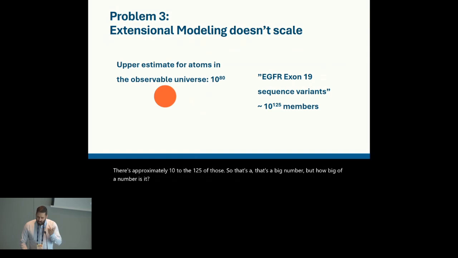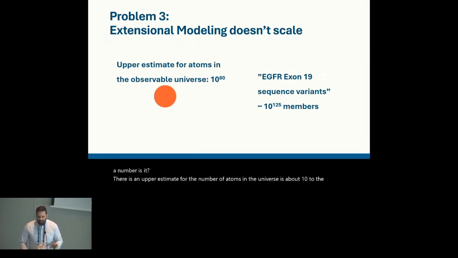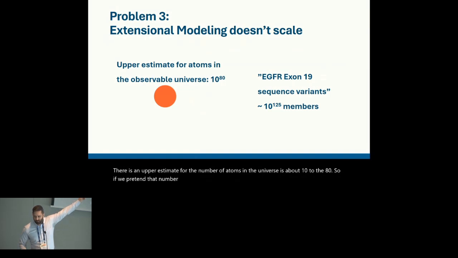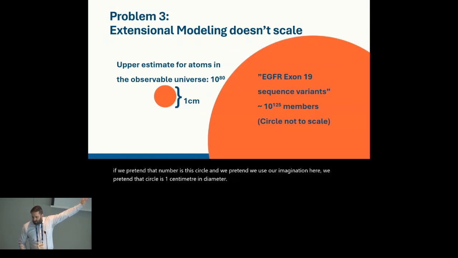An upper estimate for the number of atoms in the universe is about 10^80. So if we pretend that that number is this circle, and we use our imagination here, we pretend that that circle is 1 centimeter in diameter, then the circle of the EGFR exon 19 sequence variants is definitely not to scale. If this were to scale, it would be, by my math, the size of the Milky Way galaxy. So you just can't construct these sets. You can't query them efficiently. We need a better way to do this.